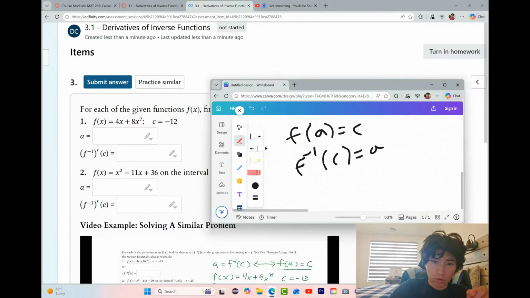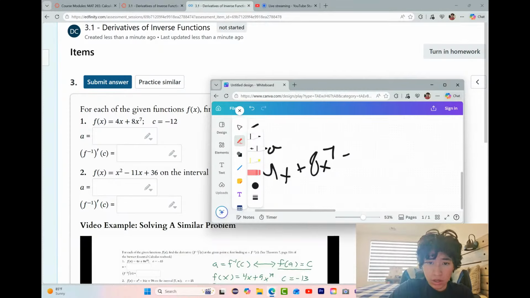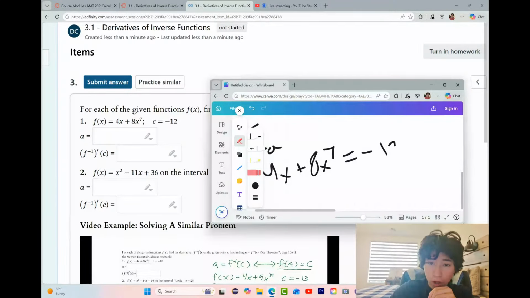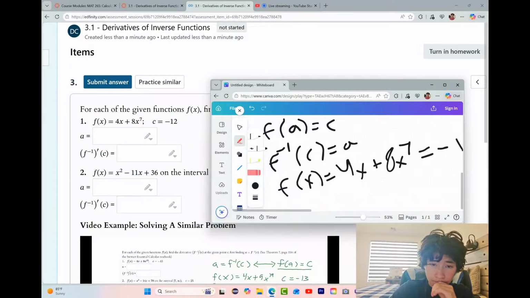So the function we're given is this, I think. F of a equal to c. So we know that f of x equals 4x plus 8x to the power of 7. That's our a. Equals -12. That's our c. Wait, no, that's not what? What am I saying? Is that our a?